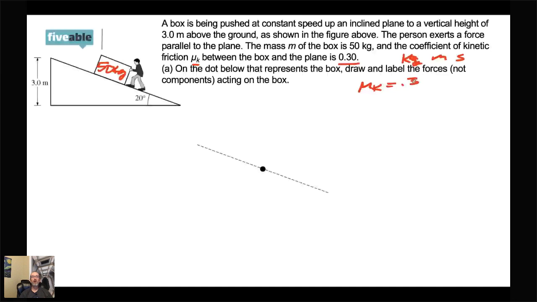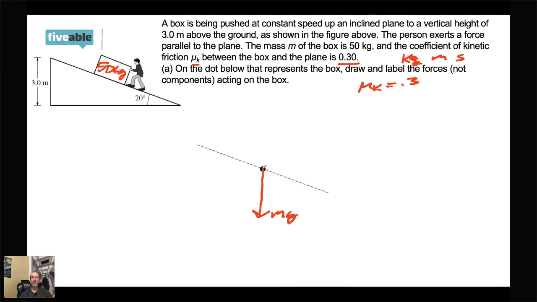On the dot below that represents the box, so we don't have to draw it on the box, which makes it a lot easier. Draw and label the forces, not the components, acting on the box. Is there friction? Yes. How do we know? Because it says there is a coefficient of friction. So if you're ever confused and they don't tell you whether there's friction or not, look really hard because sometimes it's hidden there. Straight down, we know that this arrow is going to be mg.